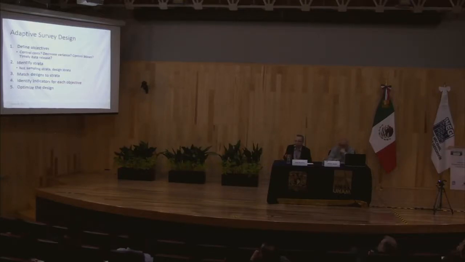Identify indicators for each objective. How can you measure? So the R-index is one way that you can say, based on the auxiliary information, am I balancing the sample better than I was before without the intervention? And then optimize the design. That's the part where I said, yes, there are multiple ways of optimizing a design, but before you go into data collection, but also after you've done everything.